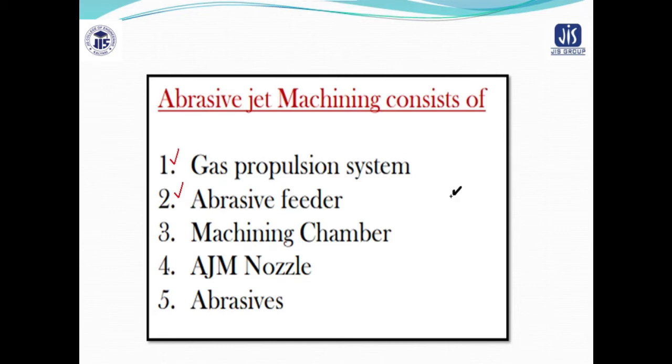Okay. Now we will go with the next point, that is the mixing chamber. Basically, it is well closed so that the concentration of abrasive particles around the work chamber does not reach the harmful limit.